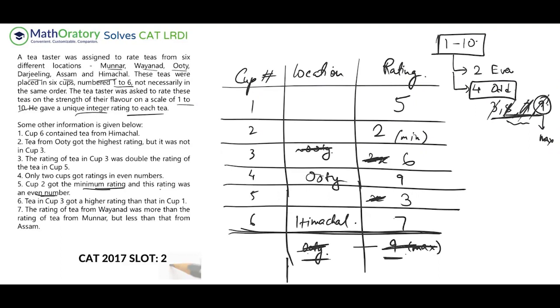So let's look at 7. 7 says the rating of tea from Wayanad was more than that of Munnar, but less than that of Assam. So this is on the basis of rating. So let me write it on this side below the rating thing. Typically I would write it below the table, but I would not erase this off just because of space management. I'm erasing this off. So I'll just write it here. So we have Wayanad just sandwiched between Munnar and Assam, right? So Munnar is less than Wayanad.